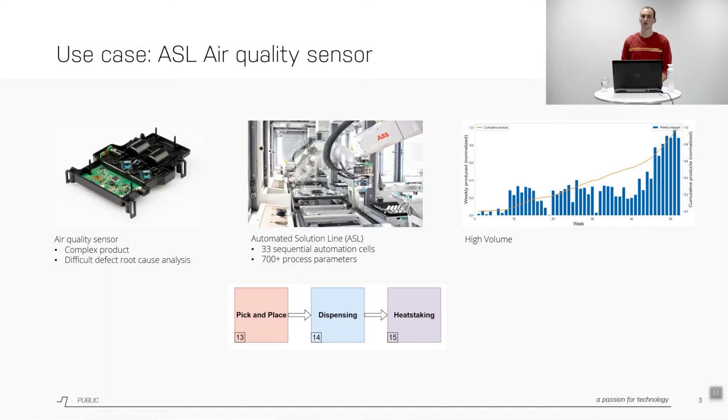The use case was also good because it had a high volume, which resulted in a lot of data with which we could build models. You can see in the picture here that in the beginning of the data set the number of products was lower because it was still in the ramp-up phase of production, but in the end the manufacturing numbers increased quite significantly.